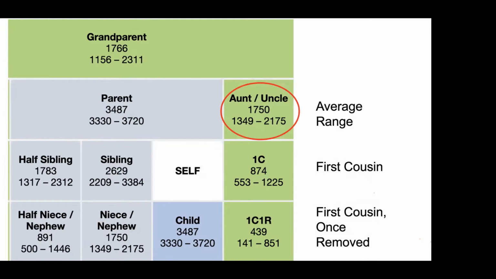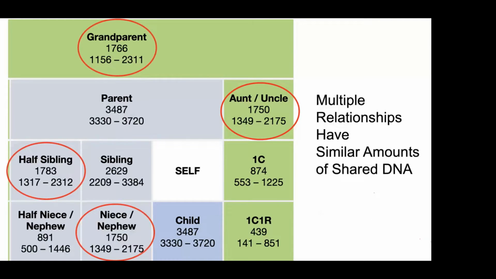For any given relationship, this table shows the average amount of DNA shared and the range of findings. For example, an aunt or uncle of yours would, on average, share 1,750 centimorgans. But people have reported shared amounts for this relationship as low as 1,349 and as high as 2,175.